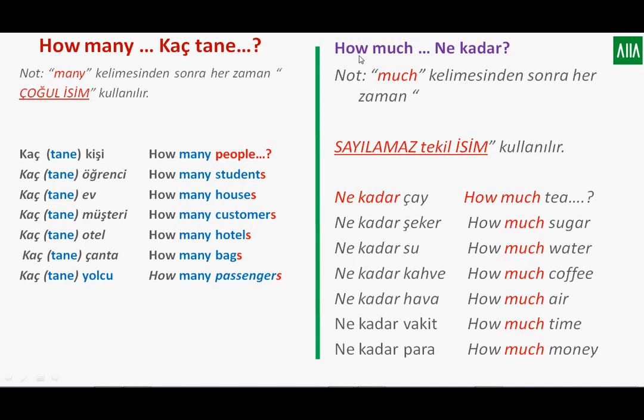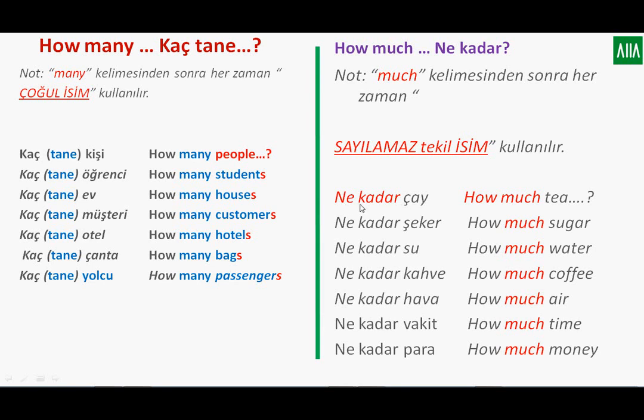So now it gets to how much, which means ne kadar. If you know how to use how much, it is the same in Turkish. We don't normally use countable nouns with plural nouns. We actually use uncountable nouns after how much, just the same as in English. How much tea, how much sugar, how much water. So in Turkish we start like this: ne kadar çay.